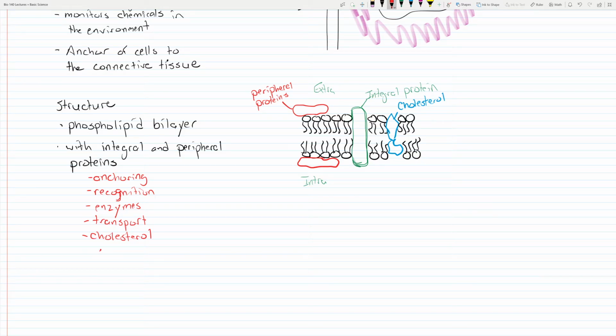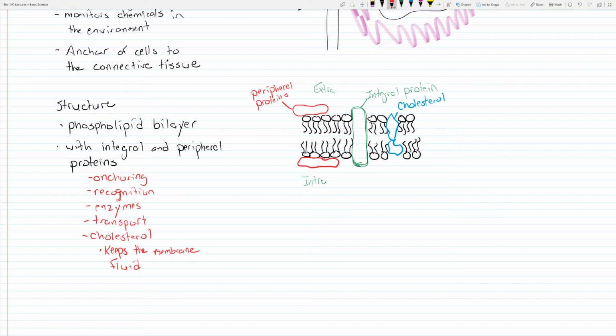It keeps the membrane fluid. Okay, that's what the role of cholesterol is in the plasma membrane.